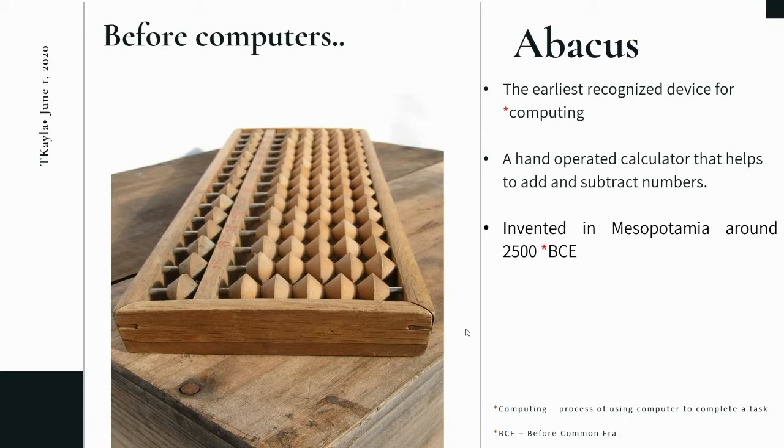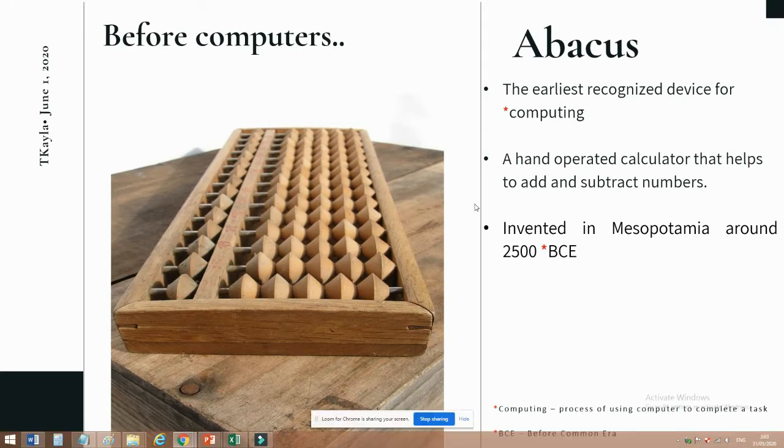Before computers, let's go back. Abacus. It is the earliest recognized device for computing. It is a hand-operated calculator that helps to add and subtract numbers. It was invented in Mesopotamia around 2500 BCE. Computing is the process of using a computer to complete a task.